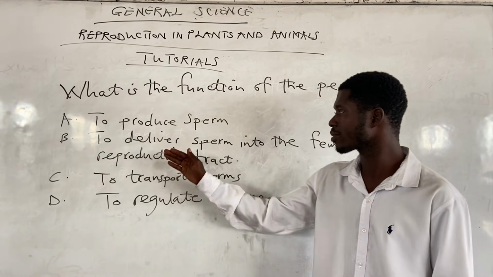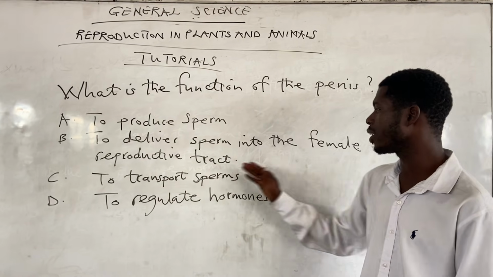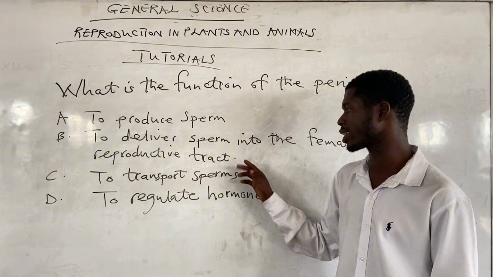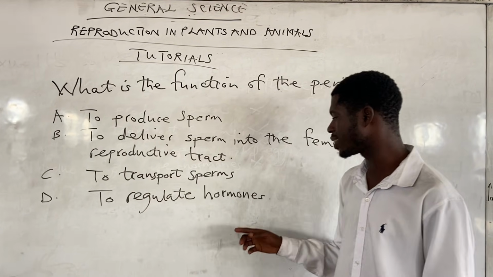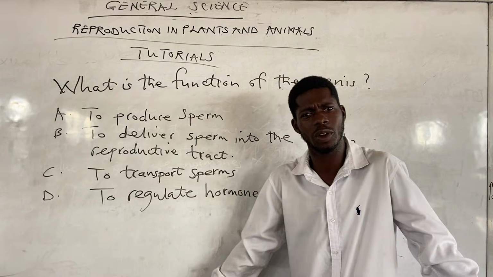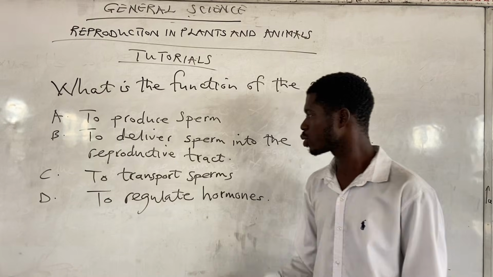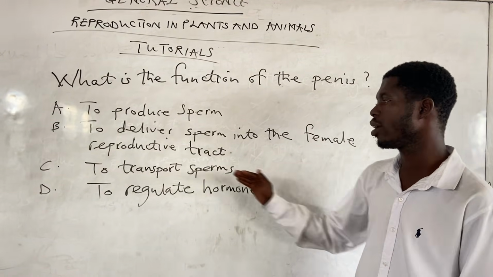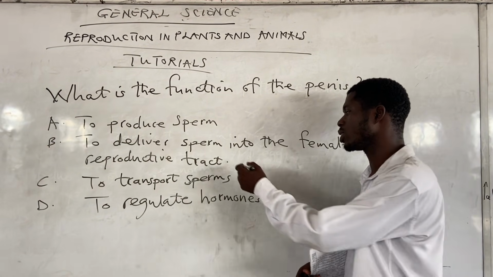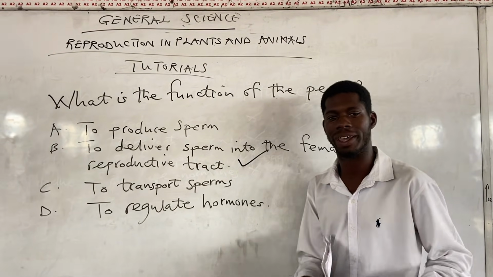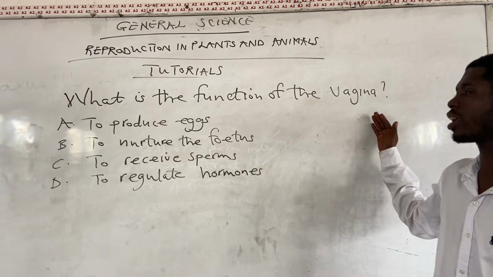So A is saying to produce sperm. B, to deliver sperm into the female reproductive tract. C, to transport sperms. D, to regulate hormones. So it's obvious that the right answer for this question is B, to deliver sperm into the female reproductive tract. Okay, thank you.